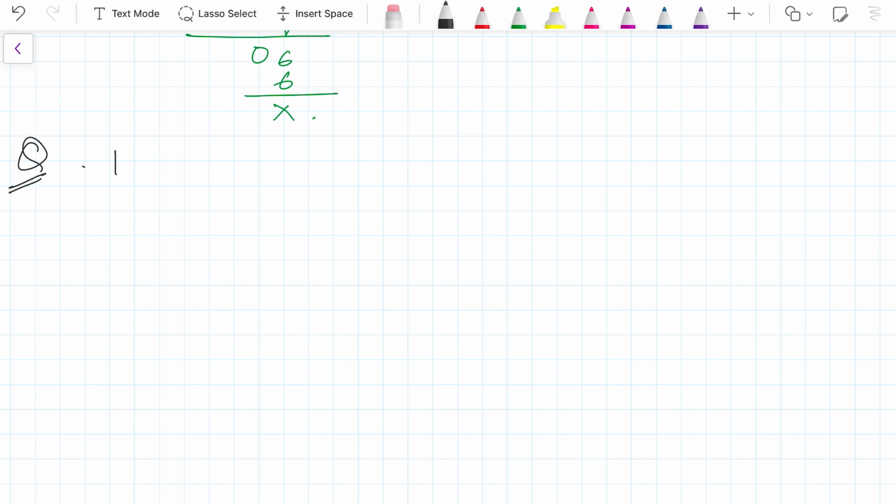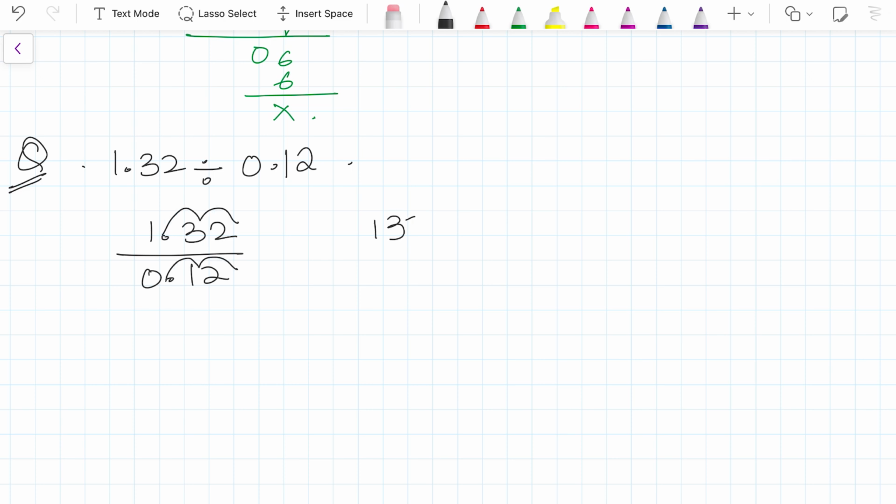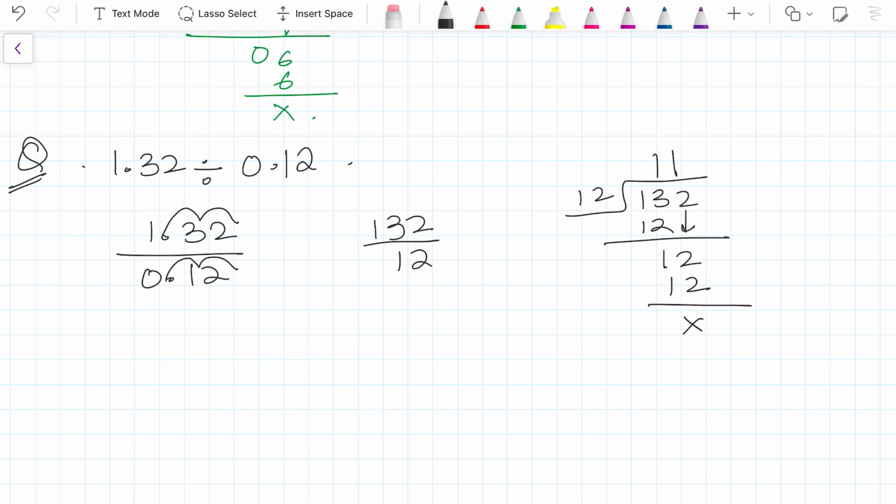Let's do 1.32 divided by 0.12. 1.32 divided by 0.12. We have to move 2 decimals forward, 2 decimals forward. 132 divided by 12. 12 times 1 is 12. 1 remainder. Carry down 2. 12 times 1 is again 12. So we just get an 11 as my answer.